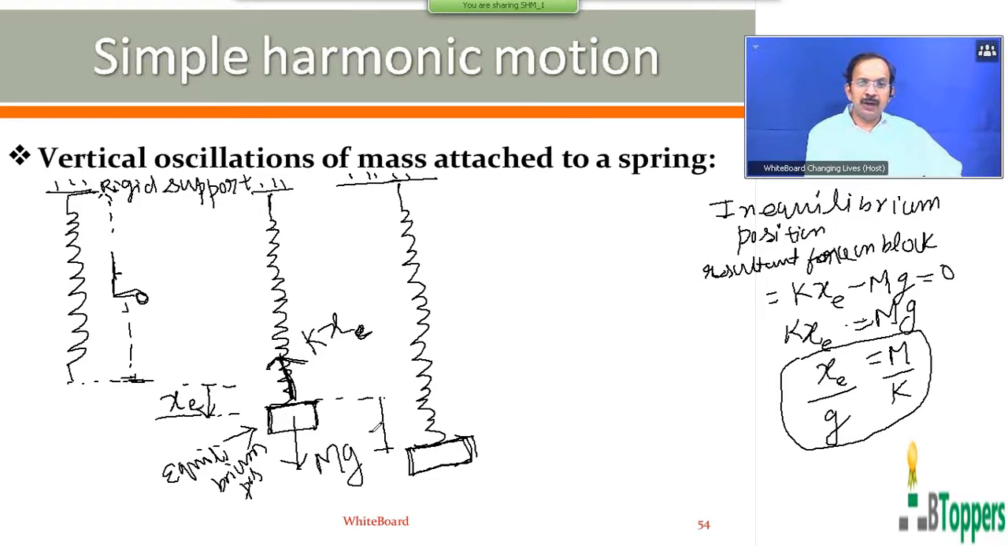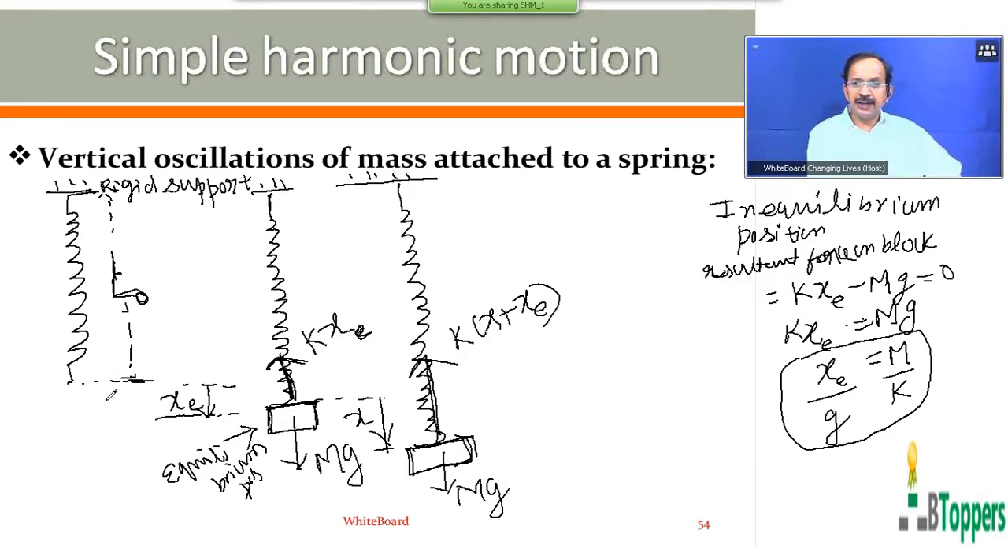Then at the instant when the block is at some distance x below the equilibrium position, the total elongation of the spring from its natural length becomes x plus xe. Then the magnitude of the elastic force by the spring on the block can be written as k into x plus xe. Of course, the weight mg of the block acts vertically downwards.